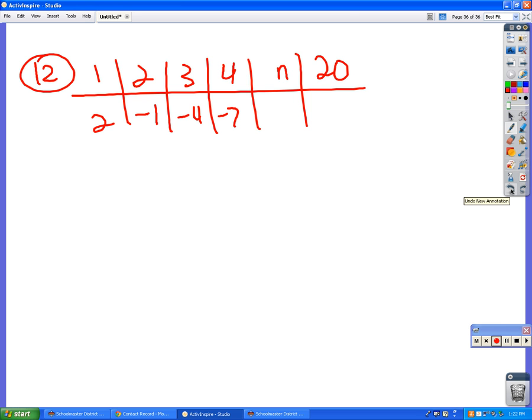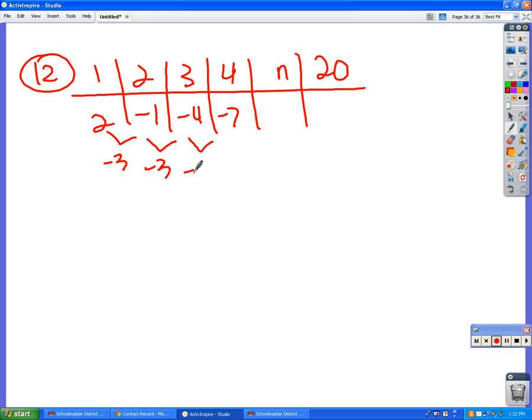Okay, so number 12, here we go. These are ones, McGuire, Jacob, because we were gone, so here it is. All right, this is an easy one because what is it going by every time? It's going down by 3 every single time.